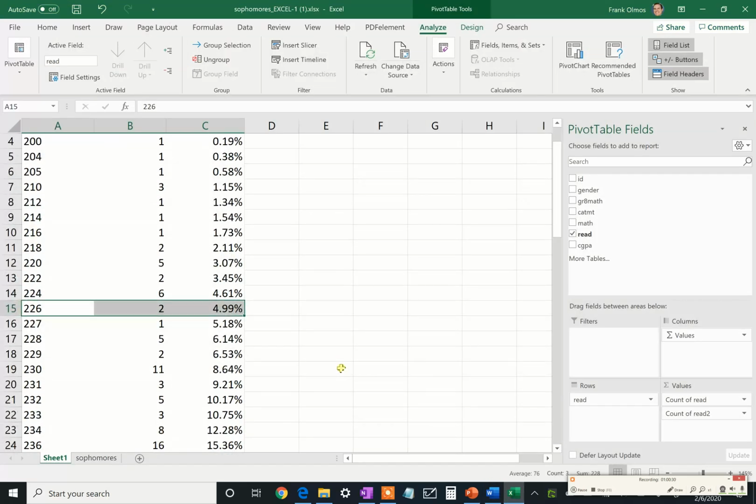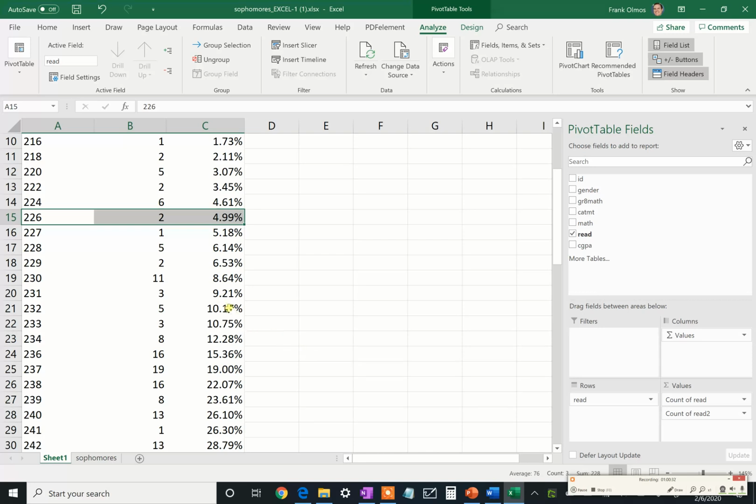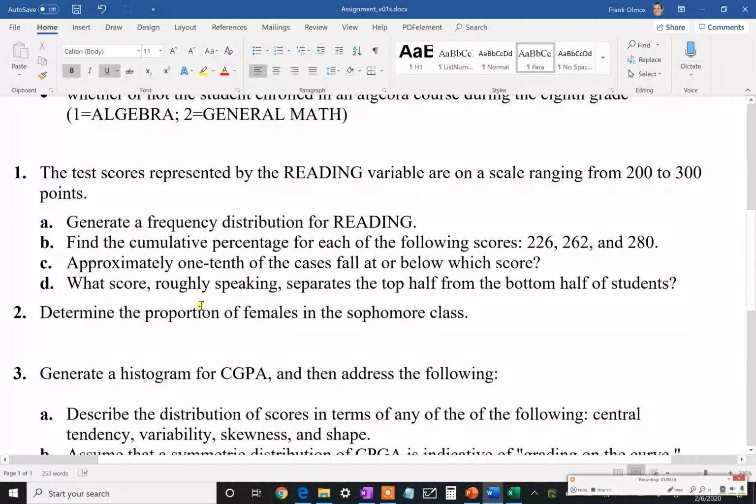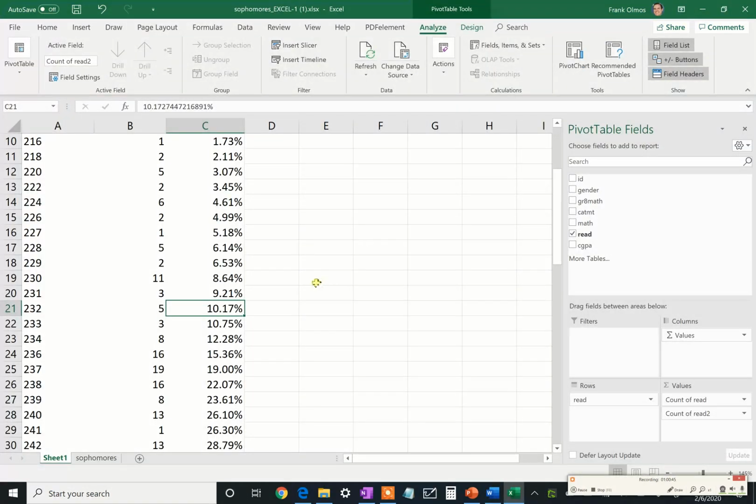10%. Okay, so roughly 10%, so here's 10%. Let's see, what was the question? Approximately 1/10 of the cases fall at or below which score? So which score is it? Say it with confidence. 232. That's right. I want to hear confidence in the class. So 232, very good.